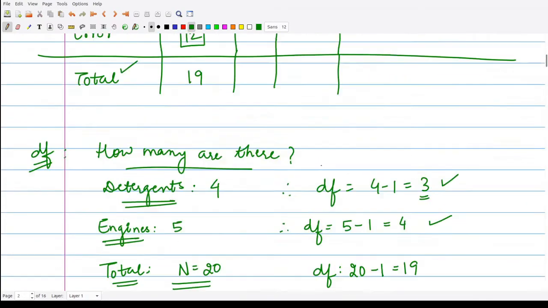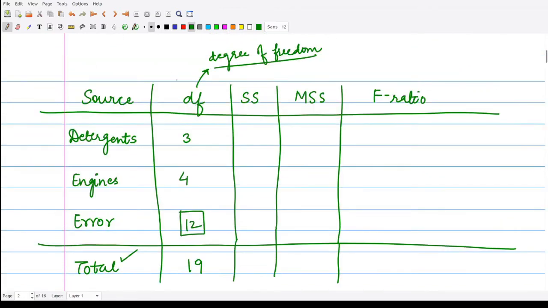So this is how we obtain our first column, the degrees of freedom. Next step is to calculate sum of squares.